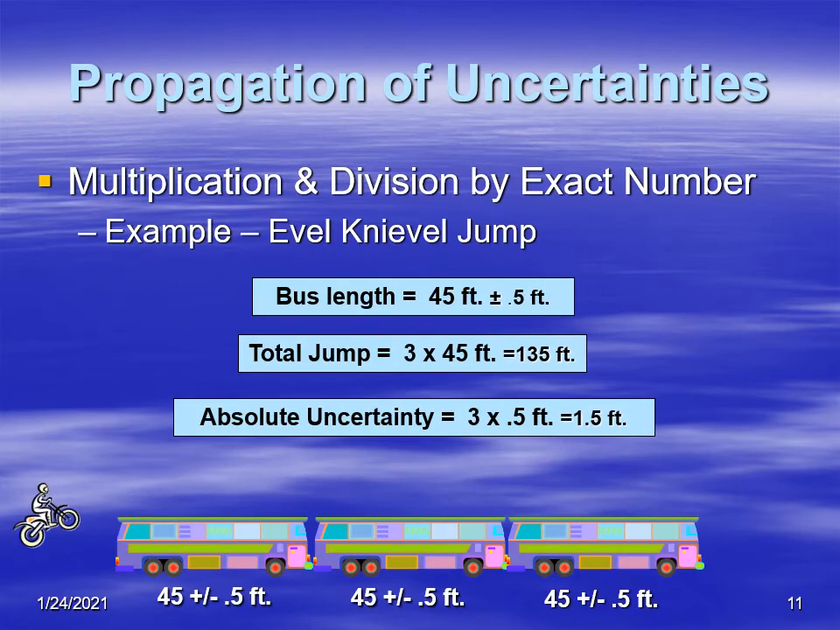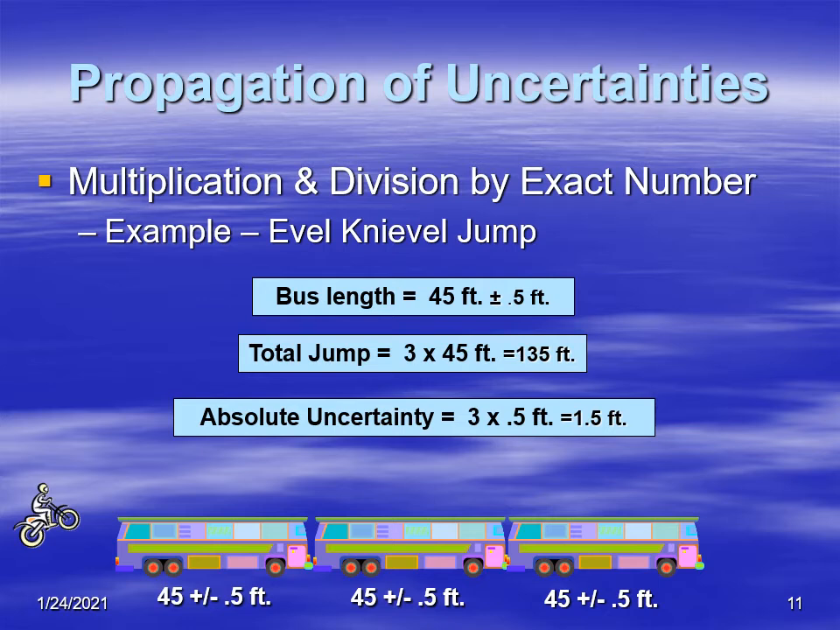Let's say that we're going to jump over 3 buses, just like Evel Knievel. And we measure the buses, and we're pretty sure they're about 45 feet, but we're uncertain by about half a foot in our measurement because we're not sure if we measure to the bumper or to the back of the bus or what. So we've got a half a foot uncertainty in our measurements. So we know our bus length is 45 feet plus or minus a half a foot. If we want to jump over 3 buses, that means it's 135 feet.